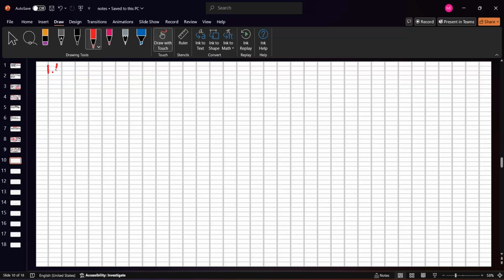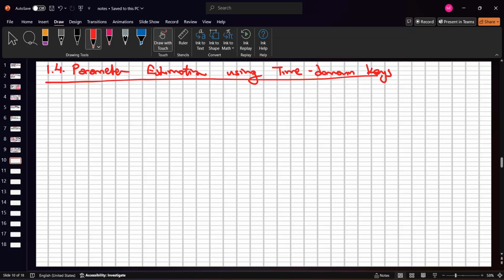Continue with 1.4, parameter estimation using time domain keys. This is our topic. And so first of all, estimating the time constant. How can we do that?